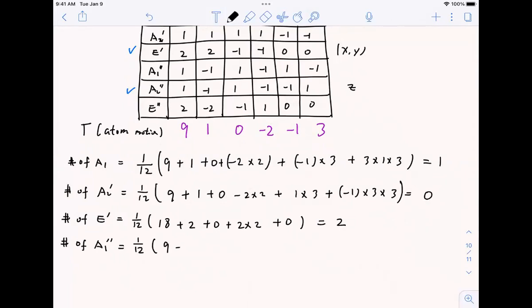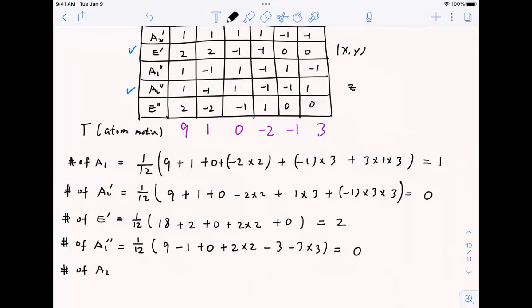Okay, 9 minus 1, 0. 2 times 2. And then, let me see, is it correct? 0. 2 times 2. This will be negative 1 and negative 3. Oh, sorry, negative 3 times 3, times 3. So this will be 12, 9, 9. So this will be 0.